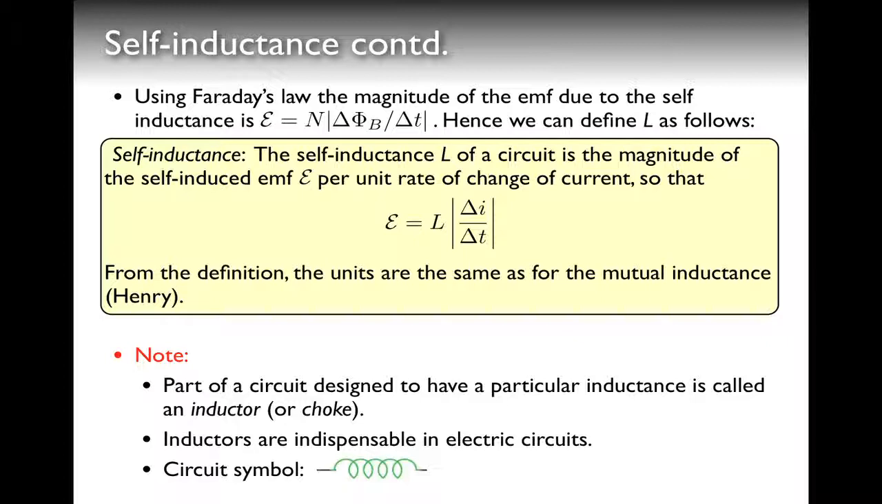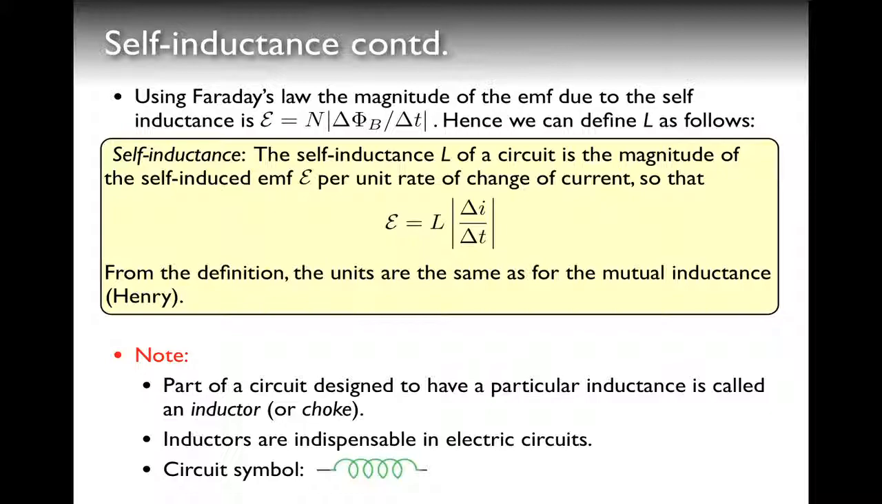Now, a part of the circuit designed to have a particular inductance is called an inductor or choke. The reason we call it a choke is because, as you can see, the higher the rate of change of this current with time, the stronger the induced EMF, and as we will see in the next couple of slides, the induced EMF always opposes what is causing it, meaning that if you have a high frequency signal, you will actually filter it out. And these inductors are indispensable in electric circuitry, and the circuit symbol is a twiddly line connected to the usual wires that we use.